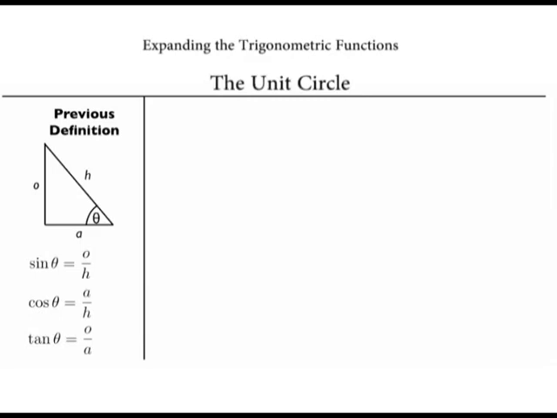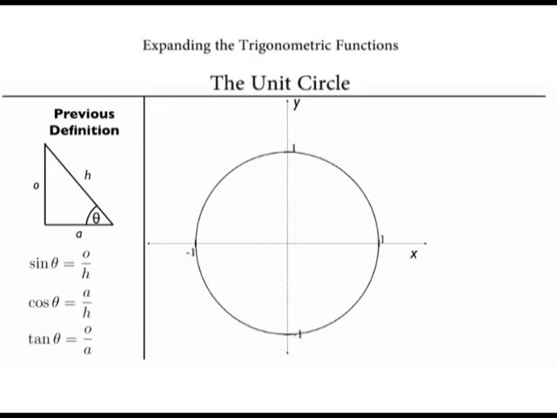Basically, we start with the Cartesian plane or the XY plane. We take one unit from the center to all axes, and then using this radius, we draw a circle. This is a unit circle, a circle with a radius of 1 unit. Unit means 1.